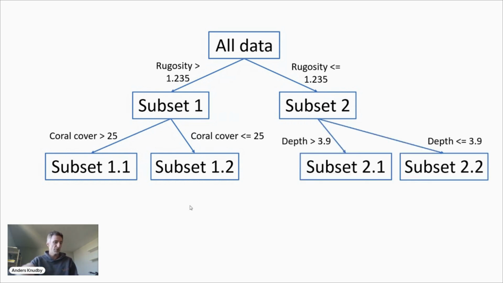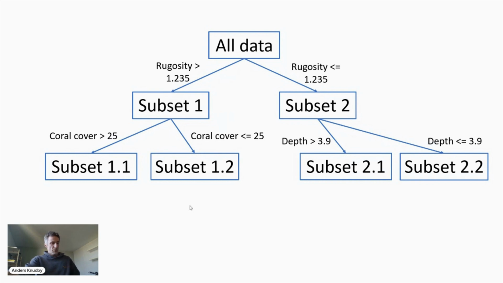We do the same for subset number 2, and so on. We're splitting subset 1.1 and subset 1.2 and subset 2.1 and subset 2.2 and so on, until some criterion tells the algorithm to stop. This can be based on how small the subsets are now, or what homogeneity we have achieved, or just how many splits we have been doing with each subset.